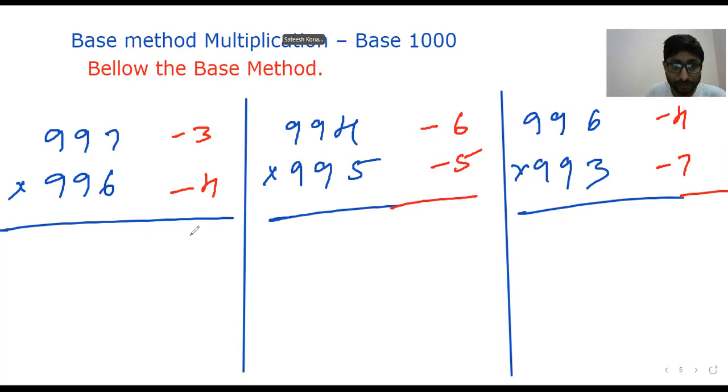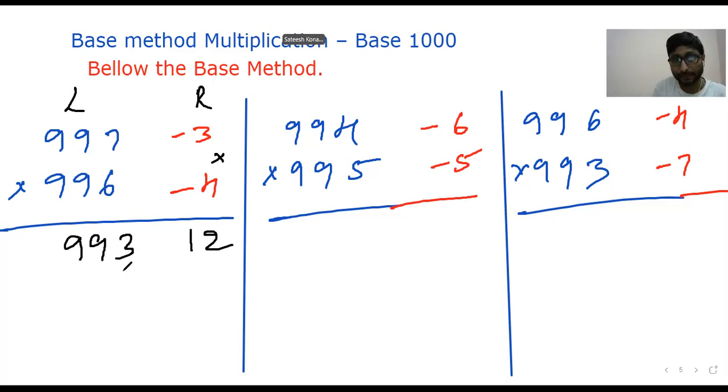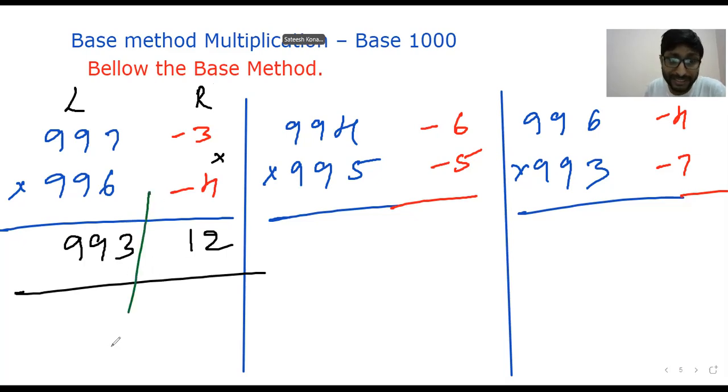3 4s are 12. Same procedure. Multiply the right hand side. 3 4s are 12. Left hand side, 997 minus 4, 993. Is this the right answer? No. Why? As I told you, the right hand side answer should be 3 digits. There is no 3 digits, only 2 digits.